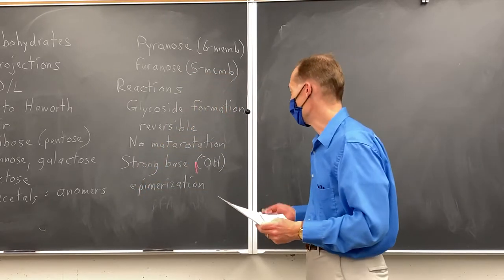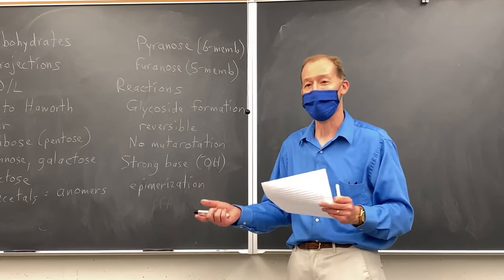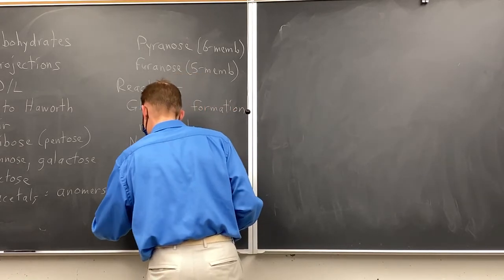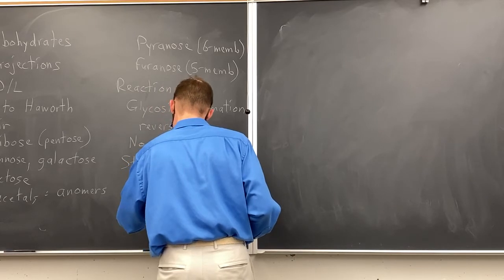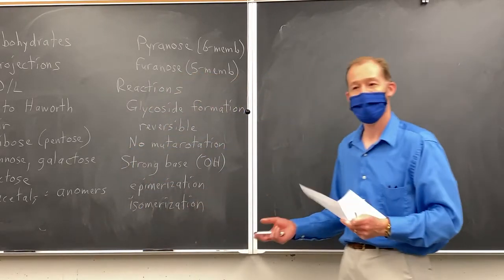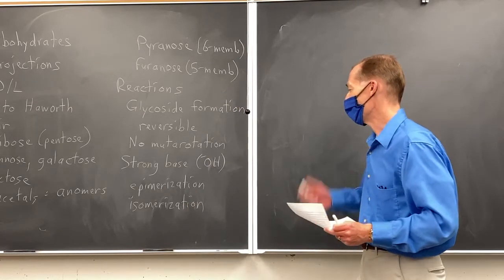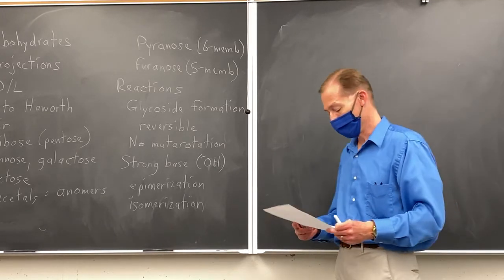If we treat an aldose with strong base, we're going to get a mixture of C2 epimers, so we get glucose and mannose. And then we also can have isomerization. We can isomerize our aldoses to a ketose, so glucose or mannose will also isomerize to fructose in the presence of a strong base. And we went over those mechanisms in class, so you should be familiar with those.